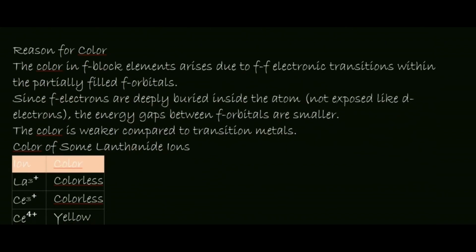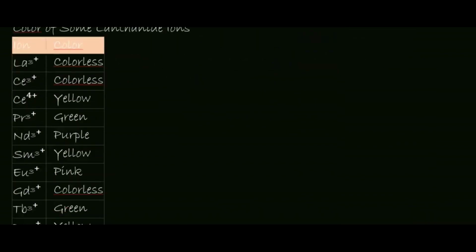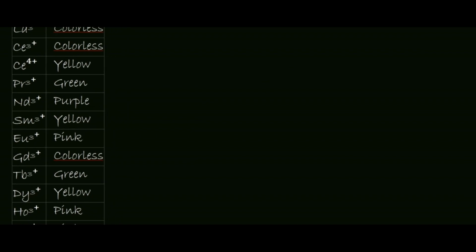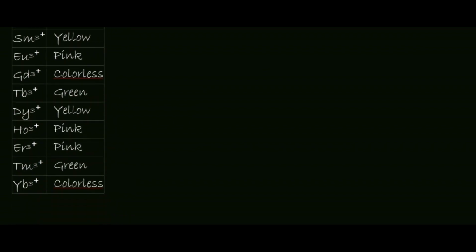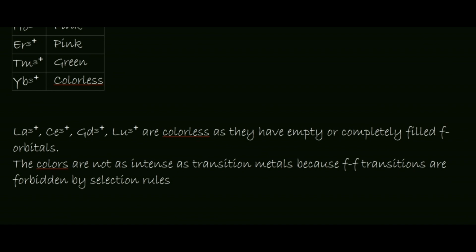Then we are talking about color. Color is due to f-f transition. In D block elements, we saw d-d transition. Here we are seeing f-f transition. Okay. So F electrons are deeply buried inside the atom. It's not as exposed as D electrons. The color is weaker compared to the transition elements, but still they are colored. As you can see, these are colored. These ions are colorless because of completely filled or empty F orbitals.